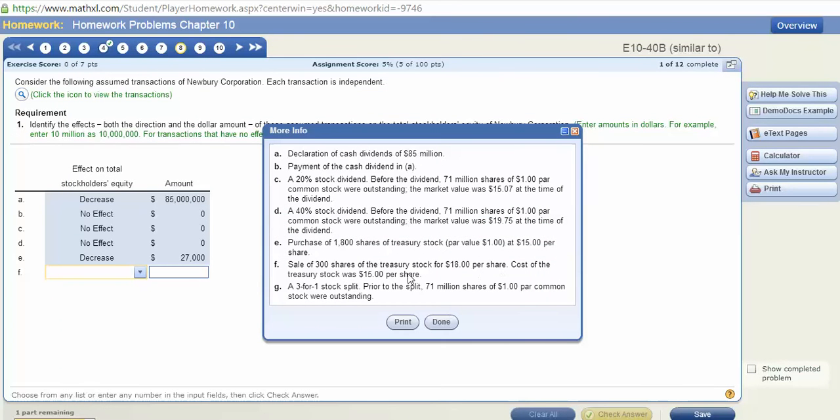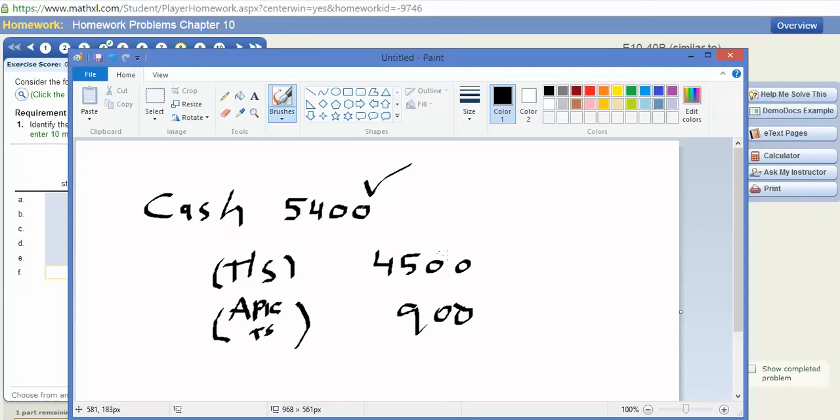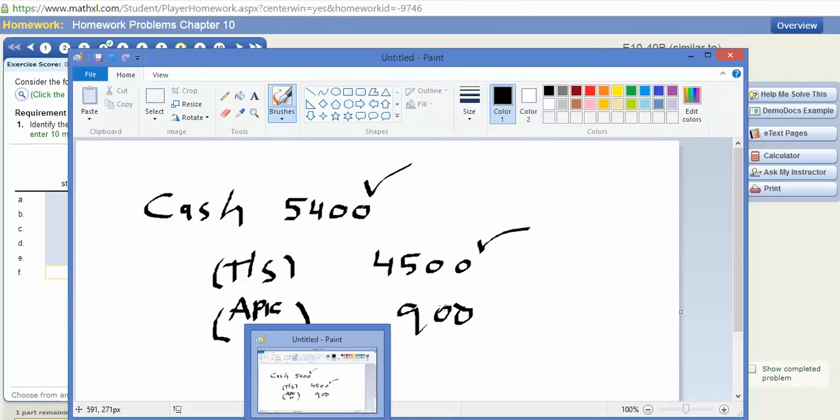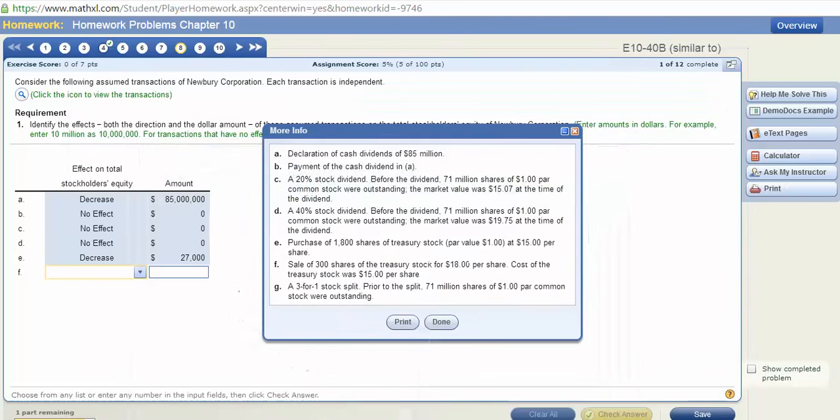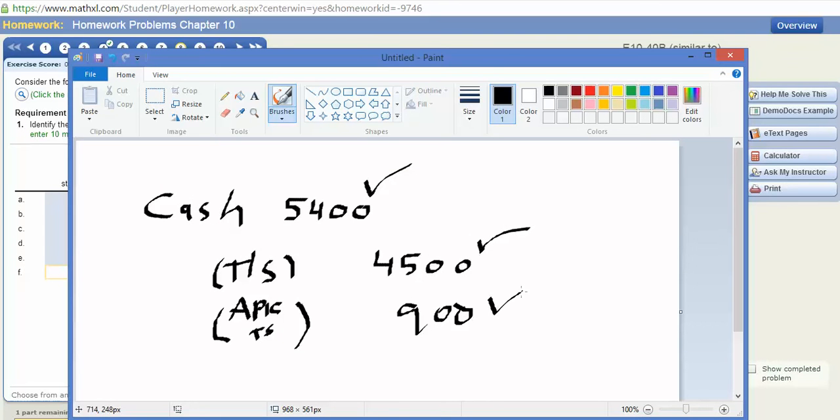You use that cost information, the cost of the treasury stock, $15 times 300, to get your treasury stock credit. Keep in mind when you bought, when you had cash as a credit and treasury stock as a debit, you had treasury stock sitting as a debit. Here you're working it down, the cost of it, 4,500, and it just blatantly tells you the cost is $15 per share, so you don't have to compute anything. 15 times 300 is 4,500. The difference, the plug, is $900.